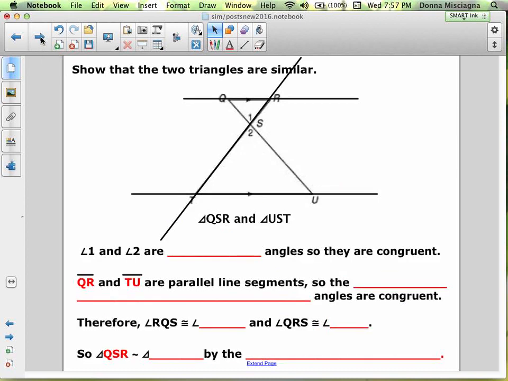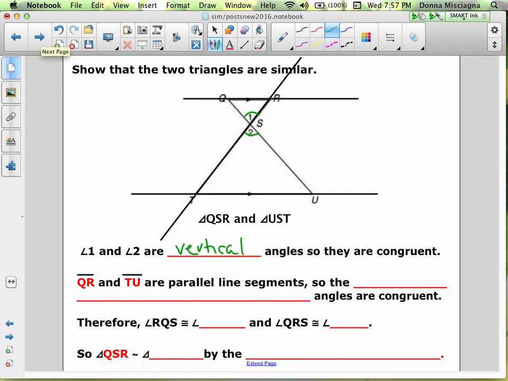Show that the two triangles are similar, triangle QSR and triangle UST. So angle 1 and angle 2 are blank angles, so they are congruent. Look where they're located. Opposite one another. Share a vertex. They are vertical angles. And we know vertical angles are always congruent. You can't see it too well here. I'm going to draw it in a little bit better.